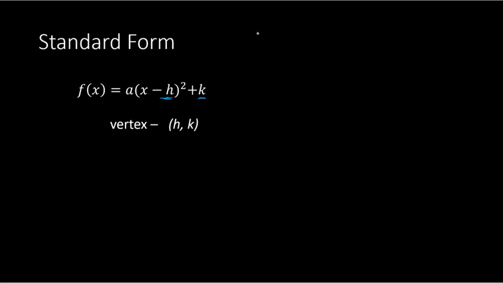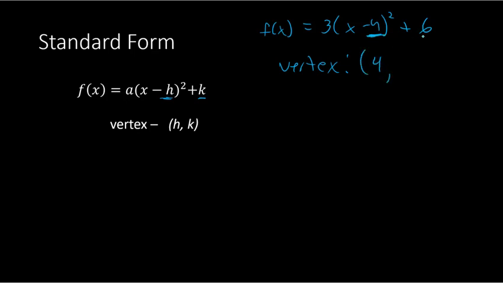All right, so for example, if we had f of x equals, let's do 3 times x minus 4 squared plus 6. Okay, your vertex can be determined by the number here. So we take the opposite of this, that's negative 4, so you make it positive. All right, and then this right here is your vertical shift. That's going to be your y value. So your vertex in this case would be 4, 6.